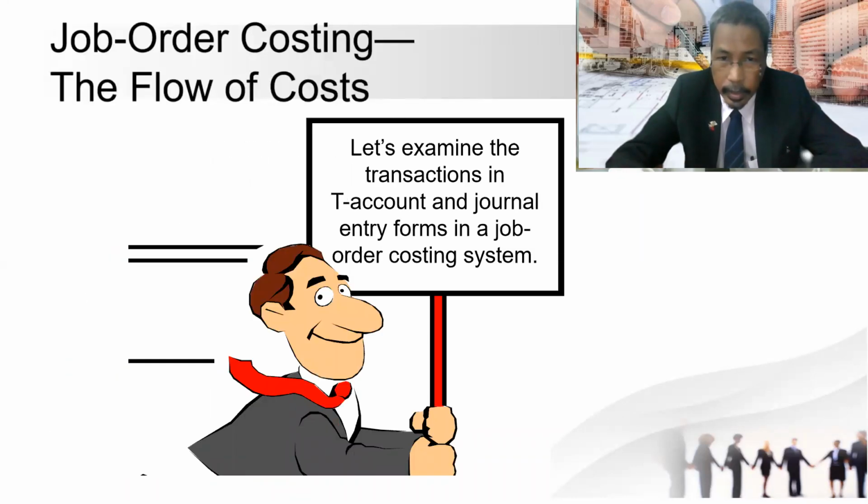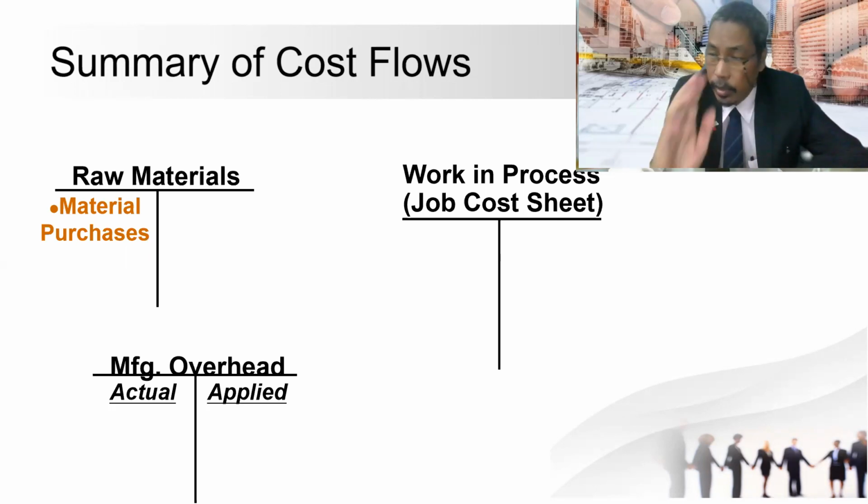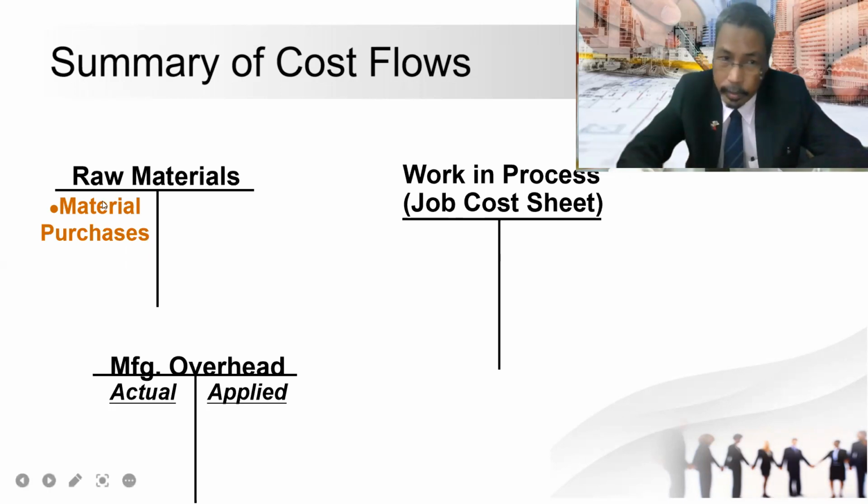So let's start by examining the transactions in T accounts and journal entry forms in the job order costing system. So these are the T accounts. Raw materials, manufacturing overhead, and work in process are account names. They are important account names when we are talking about the job order costing system. Raw materials, material purchases, put it into the left side because it increases raw materials. Okay, what happens next?